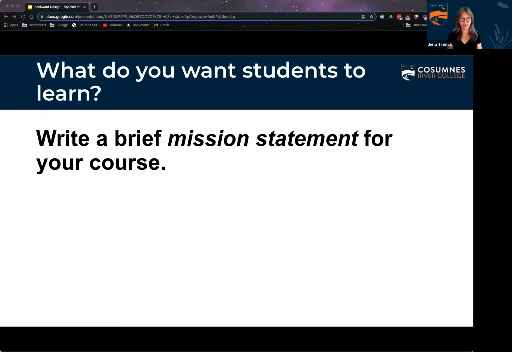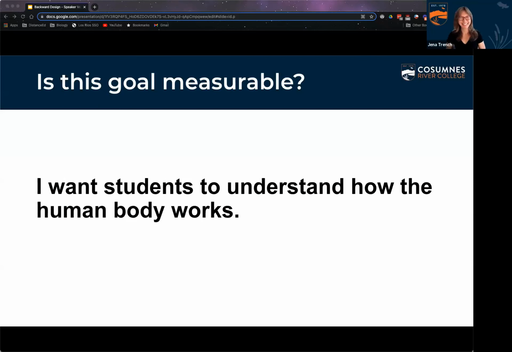All right, so have you had an opportunity to write a mission statement for your course? And may I get someone to share? Any volunteers? Okay, no volunteers. Well, that's all right. Lucky for you, I developed one for myself.